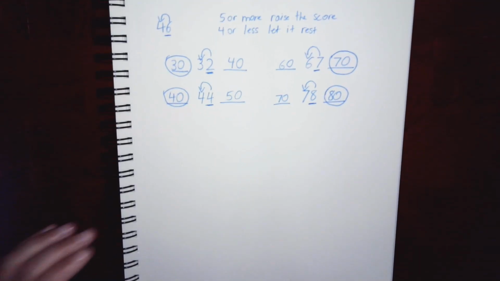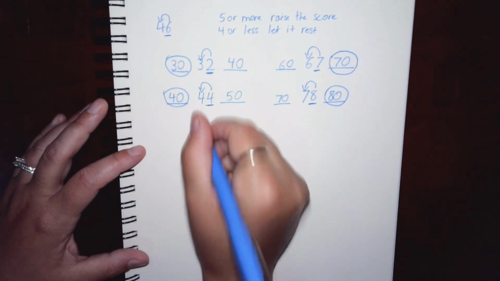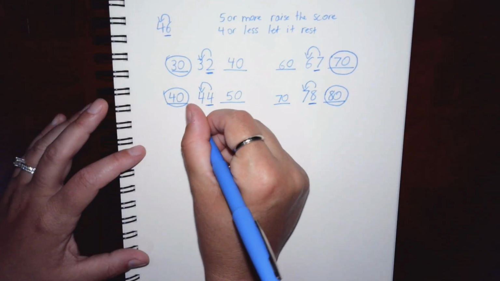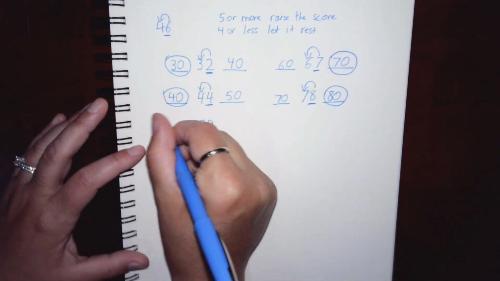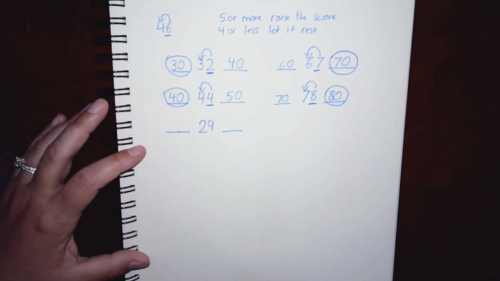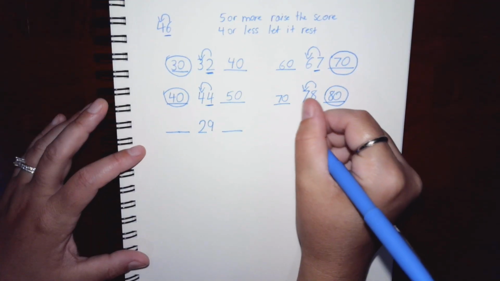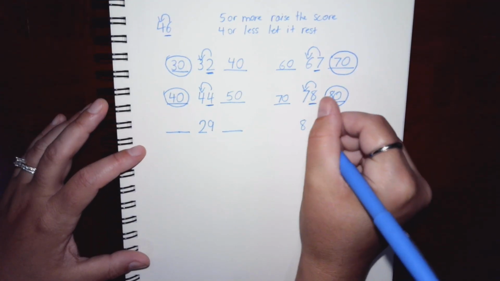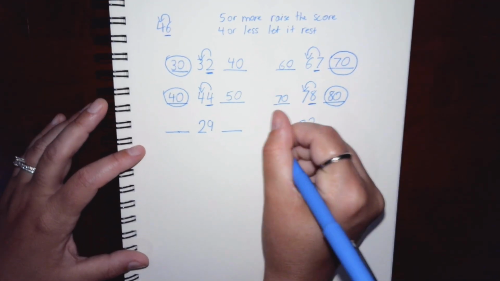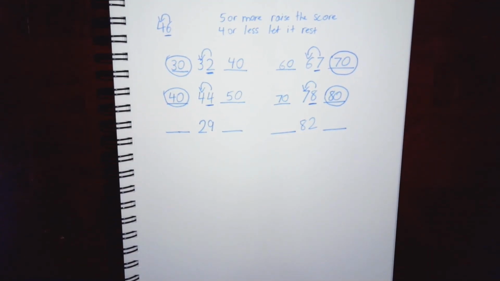Okay, I want you to try a couple. Let's have you do 29, and let's have you do 82. Okay, so pause this video right now, practice those two, and then when we come back, we'll check them.